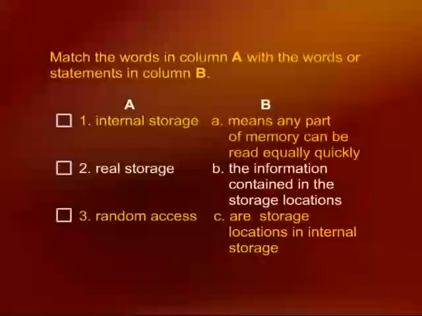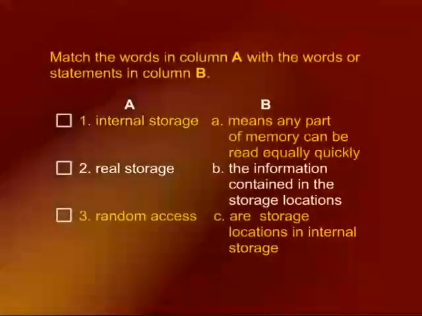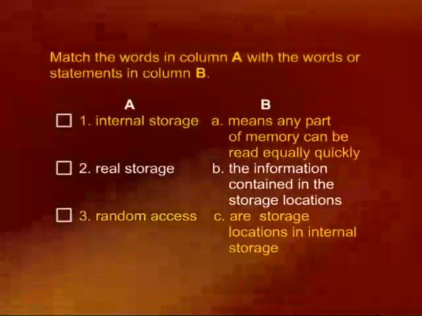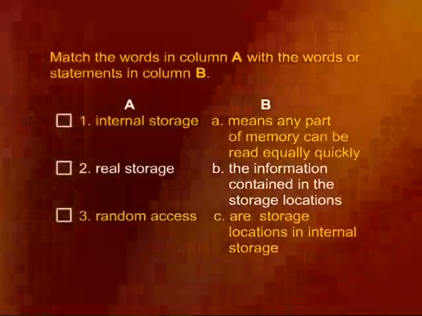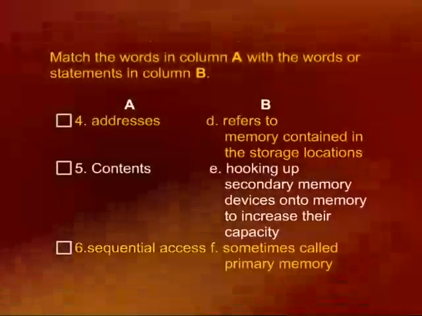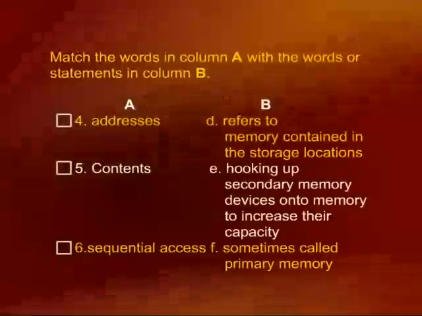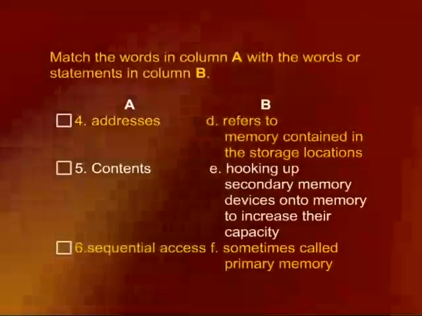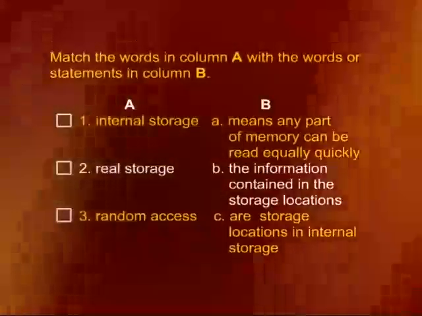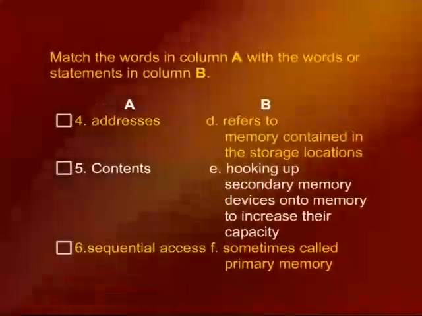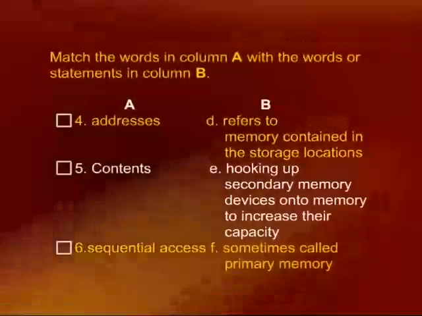Random access means, let us look at it from the beginning. Means any part of memory can be read quickly, equally and quickly. Yes. Number 3 matches with number A. And number 4, addresses. Yes, it matches with number C, our storage locations. Let us look at number 5, contents. What are contents? What does the word contents match with?